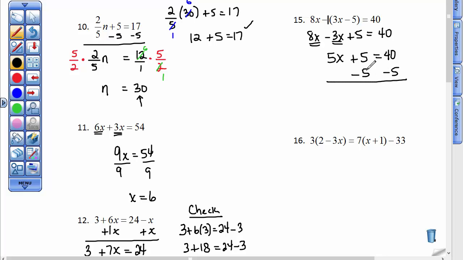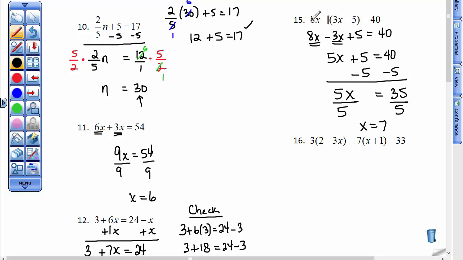Notice the equal sign right here. I'm subtracting 5 from both sides of this equal sign. This is the process of keeping the equation balanced. So 40 minus 5 over here is 35. And now I divide both sides by 5, and I find out that x is equal to 7.